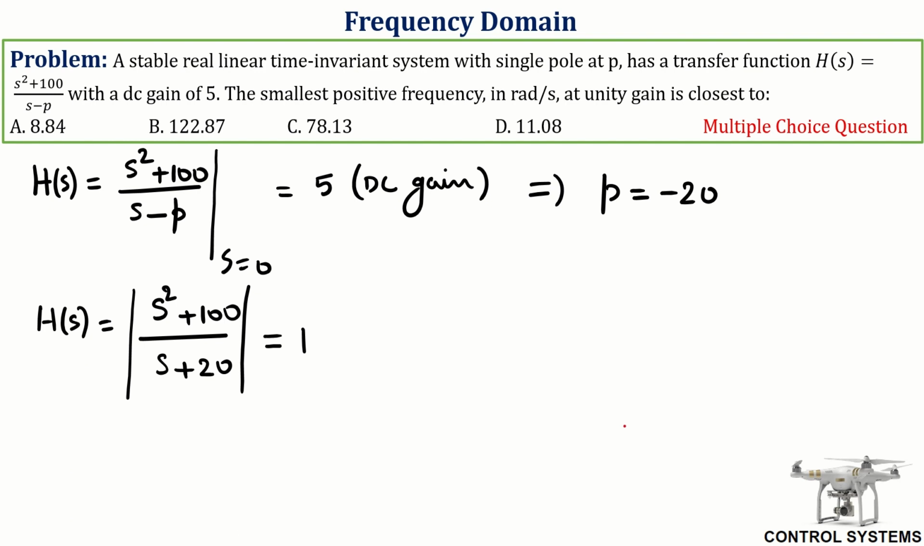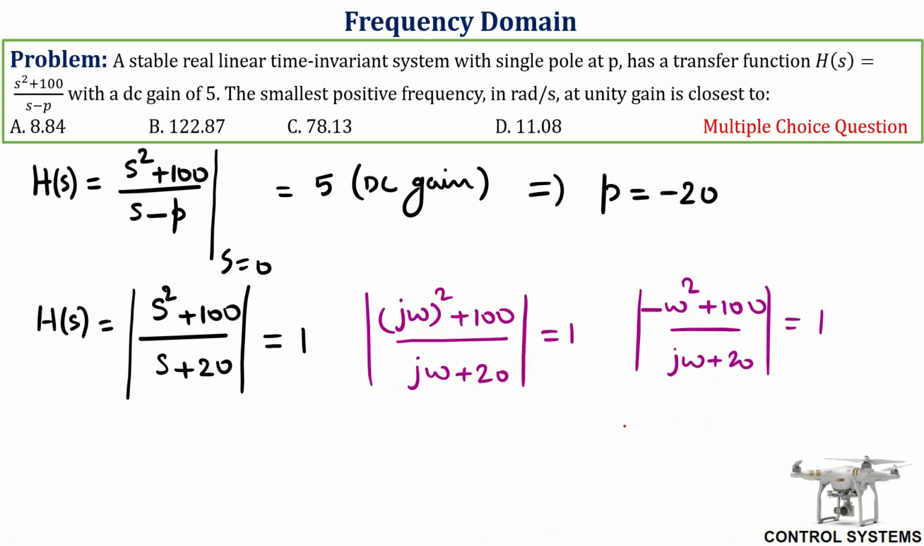Now what is being asked at unity gain? At unity gain, what is the frequency is what we have been asked. So replace s with j omega. When you replace s with j omega, you get (j omega) whole square plus 100 by j omega plus 20 is equal to 1. And (j omega) whole square is minus omega square, so minus omega square plus 100 by j omega plus 20 is equal to 1.